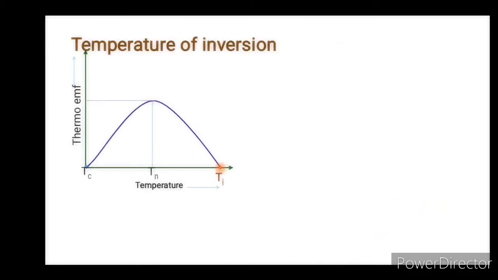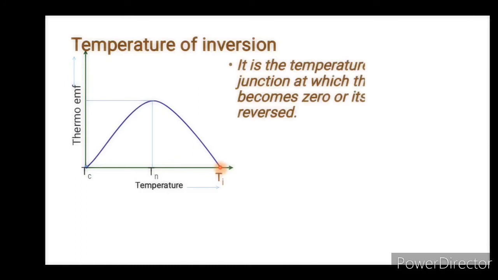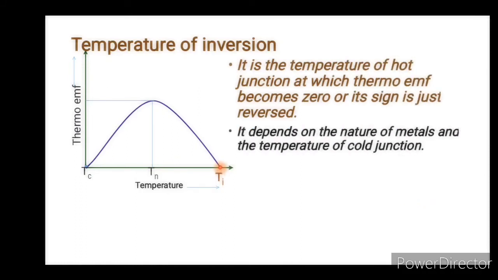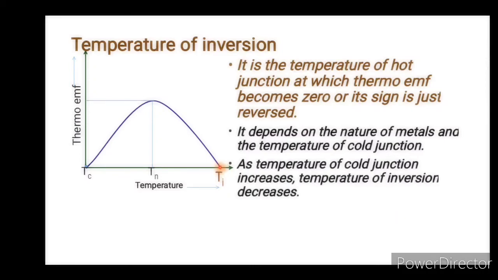Temperature of inversion. It is the temperature of the hot junction at which thermo EMF becomes zero, or its sign is just reversed. It depends on the nature of the metal and the temperature of the cold junction. As the temperature of the cold junction increases, the temperature of inversion decreases. The temperature difference between neutral temperature and cold junction is equal to the temperature difference between neutral temperature and inversion temperature, that is Ti - Tn = Tn - Tc, or Tn = (Ti + Tc)/2, and Ti = -A/B.